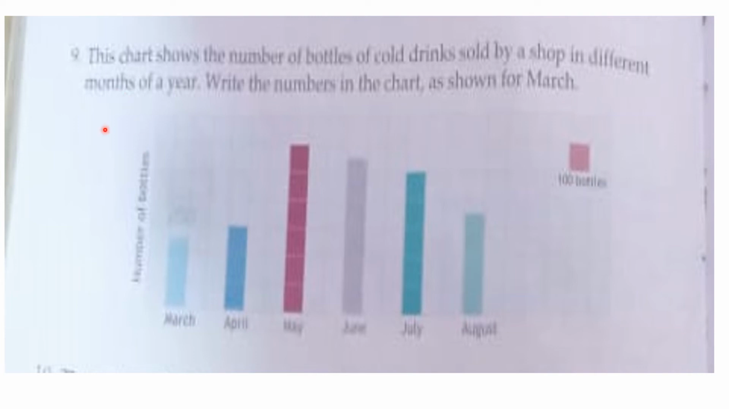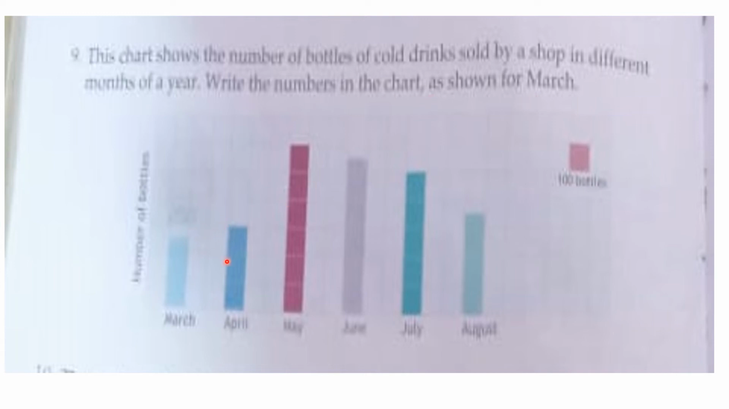Here is the pictograph. You can see the number of bottles and the month names are given here. This is the pictograph, and one square represents 100 bottles. Now, what is the question? Let us see. This chart shows the number of bottles of cold drinks sold by a shop in different months of a year. Now write the numbers in the chart as shown for March.